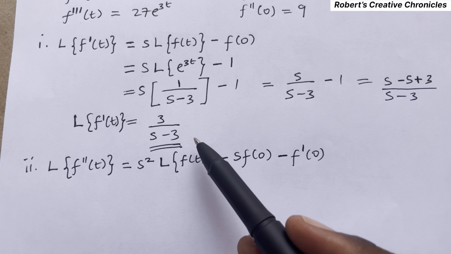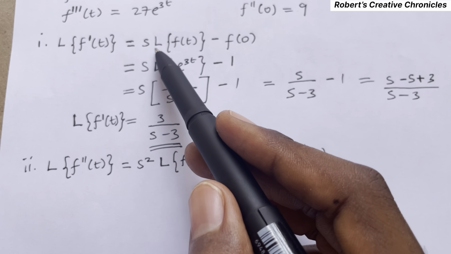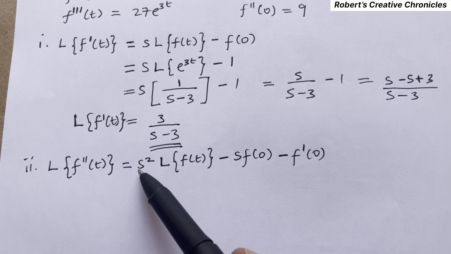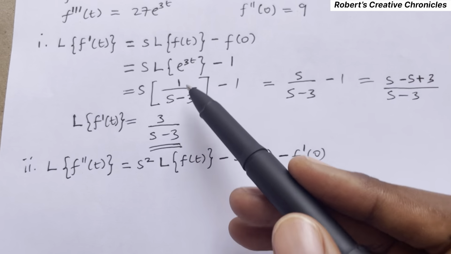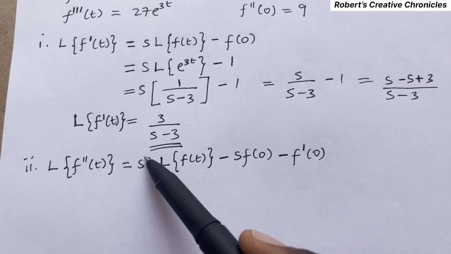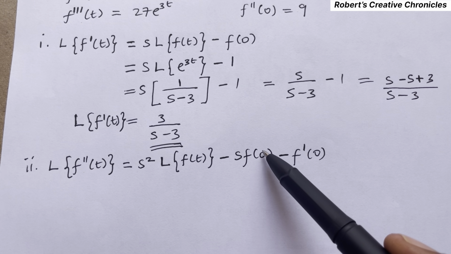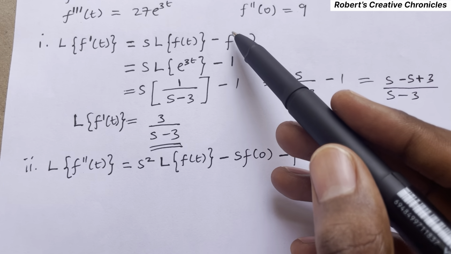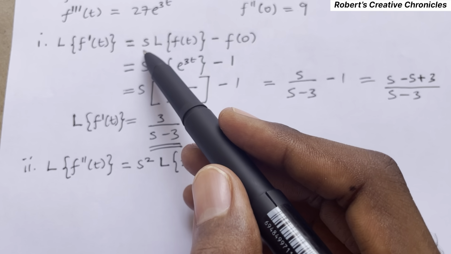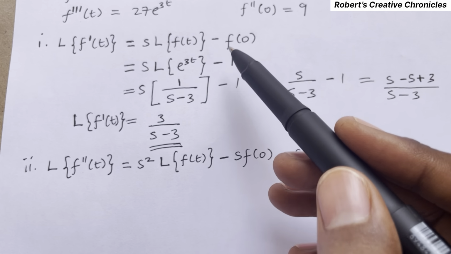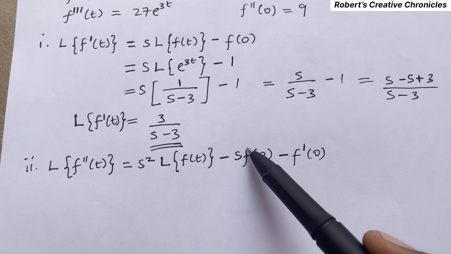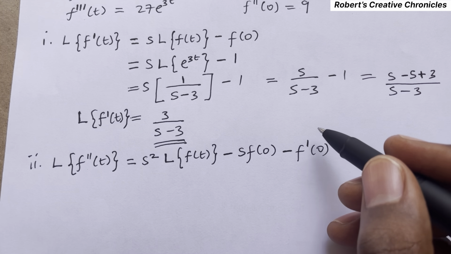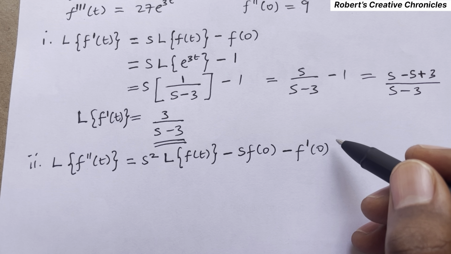So you can see that here is s times the Laplace transform of f(t) minus f(0). Here now is s squared times the Laplace transform of f(t), minus s. From s squared to s, there is now one s here, because here is s^0, so it's 1. So since it's s squared, here is s. And then finally there's one more term, f'(0).